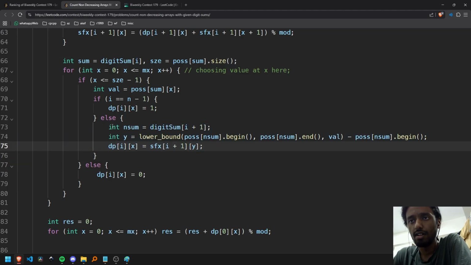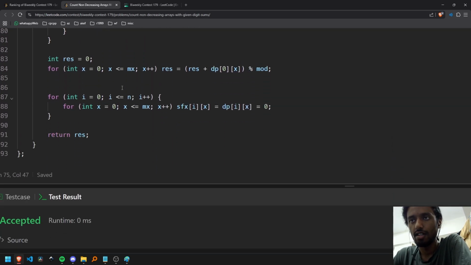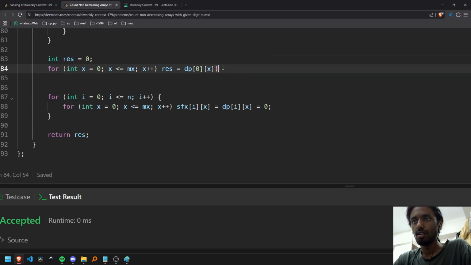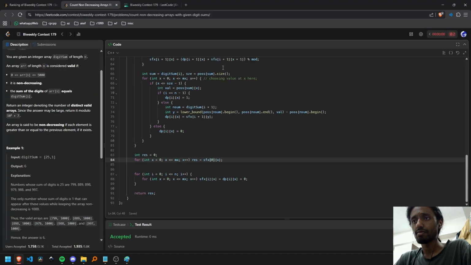This loop is basically where I am finding the next sum, which is the next digit sum, and then I'm binary searching to find the first value y, the first index from which my sums will be valid, and then I'm doing the suffix sum thing. And at the end you sum all of the values here. Instead of this you could also do this. I guess this should also work, since we already have the sum stored in the suffix array, right?